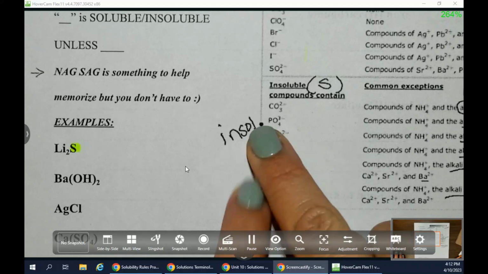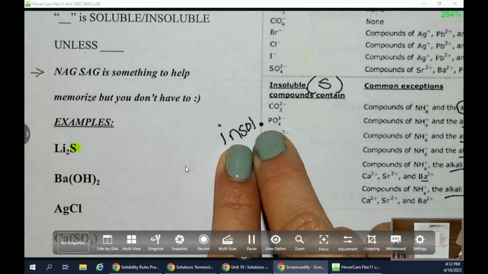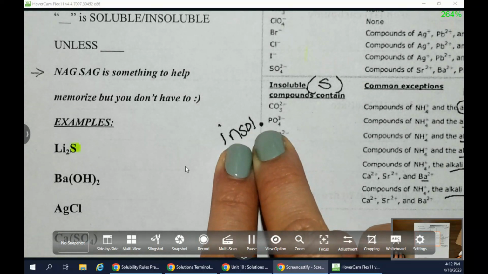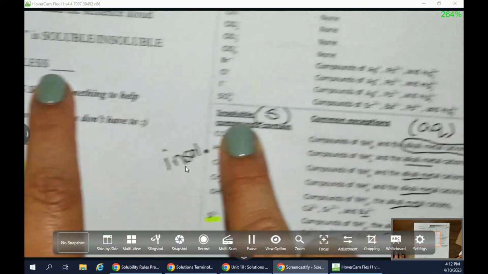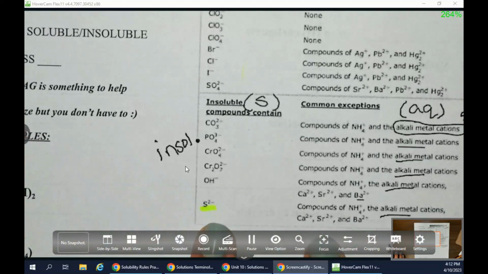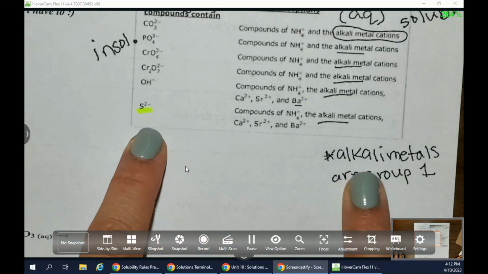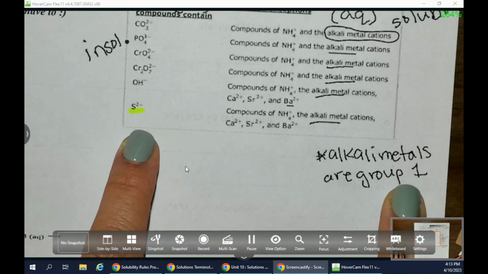So sulfur is insoluble. What state of matter is insoluble? A solid, all right? So sulfur is solid unless, and I'm going to look at what the exception is. So I'm going to read that. It says compounds of NH4 and alkali metal or calcium, strontium, and barium. I gave you a reminder on your page. Alkali metals are group 1.